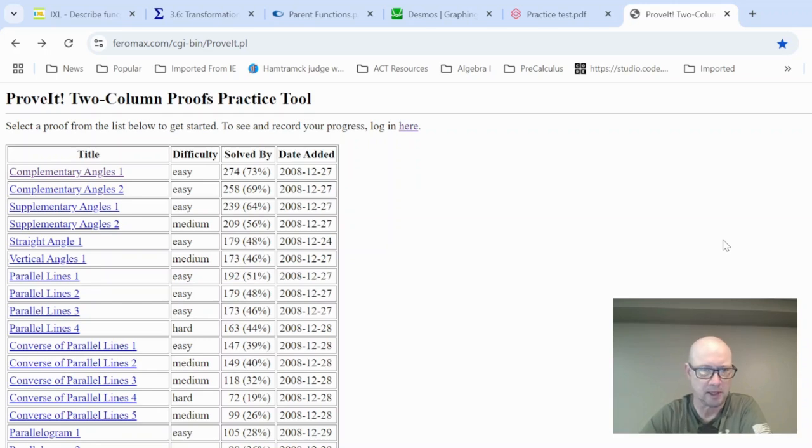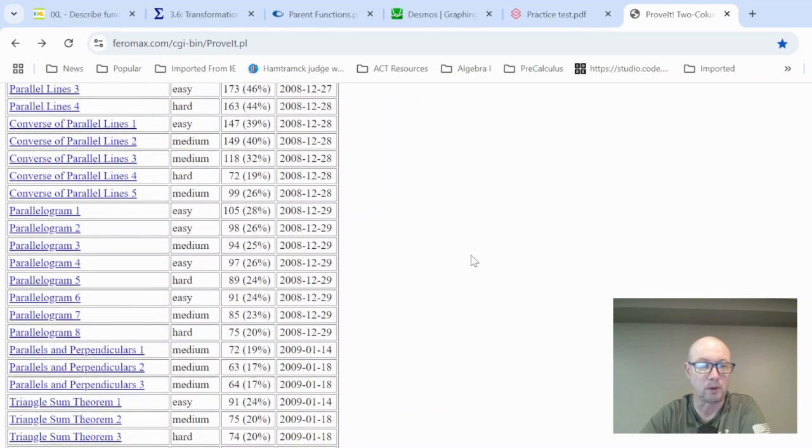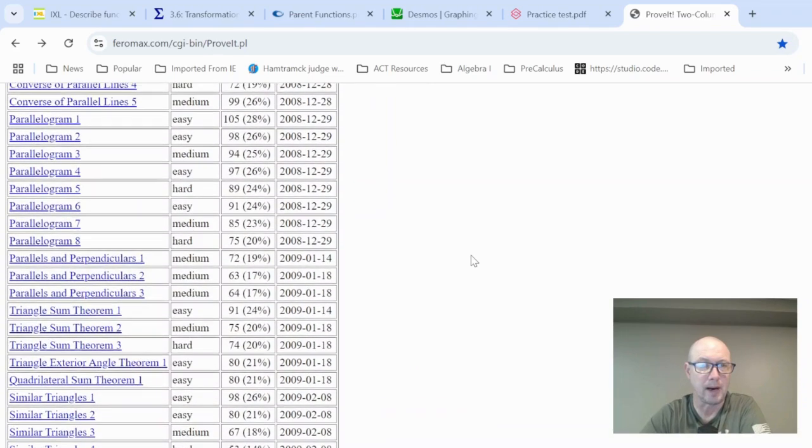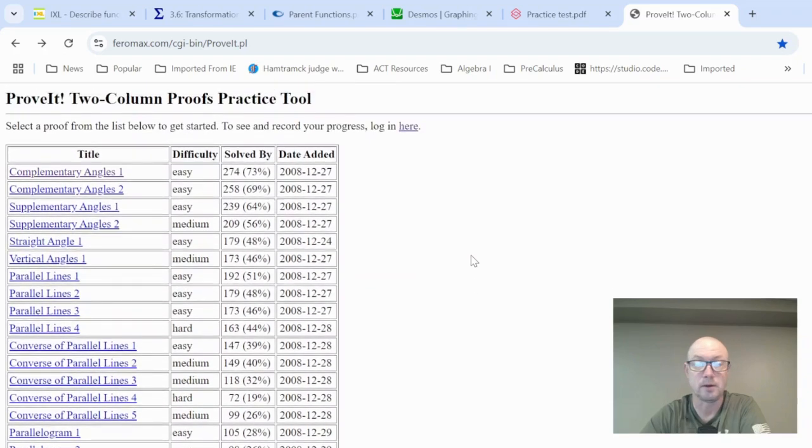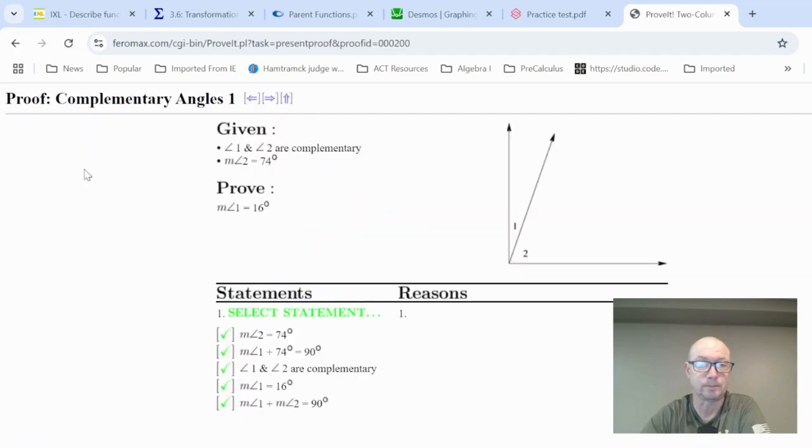It looks like a teacher set this up. And we can see on here that we have multiple proofs that we can practice online, from easy, medium to hard. All right, so let's take a look at how this works. So let's do complementary angles 1.